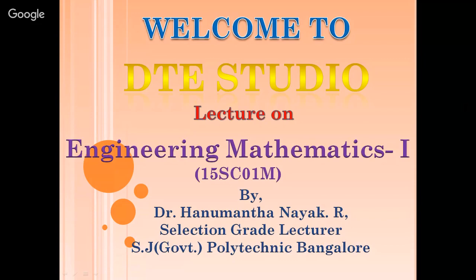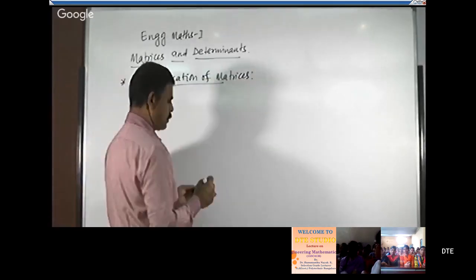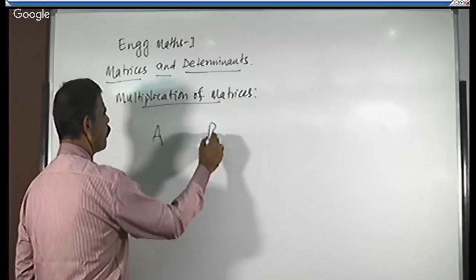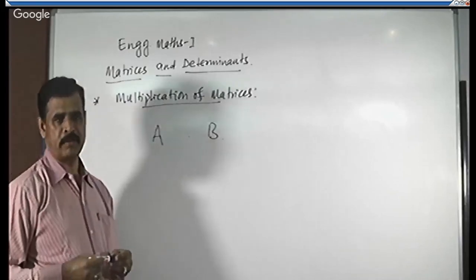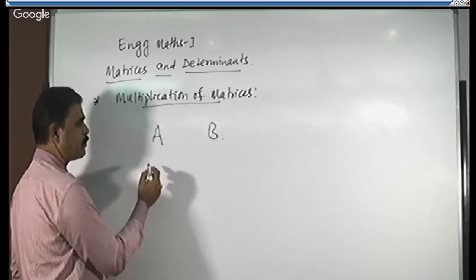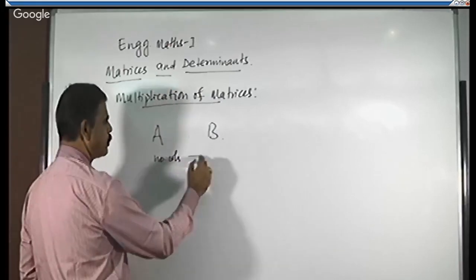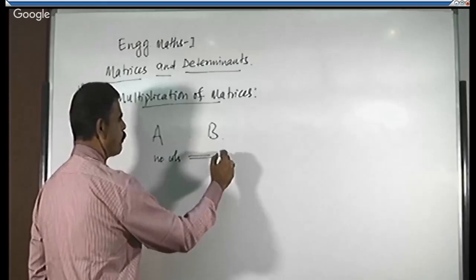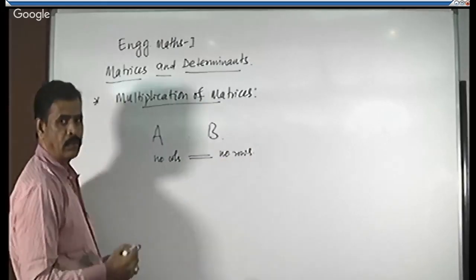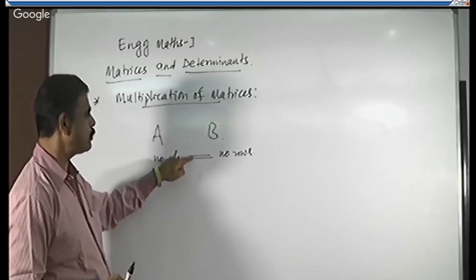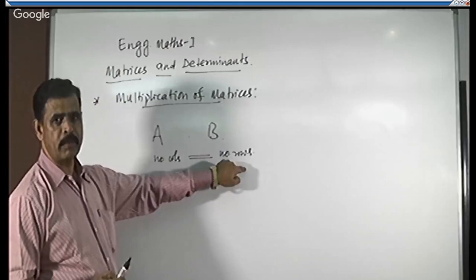How to multiply two matrices? Multiplication of matrices. To multiply two matrices A and B, we need some condition. That condition is, the number of columns in the first matrix must be equal to the number of rows in the B matrix. Then only multiplication is possible.